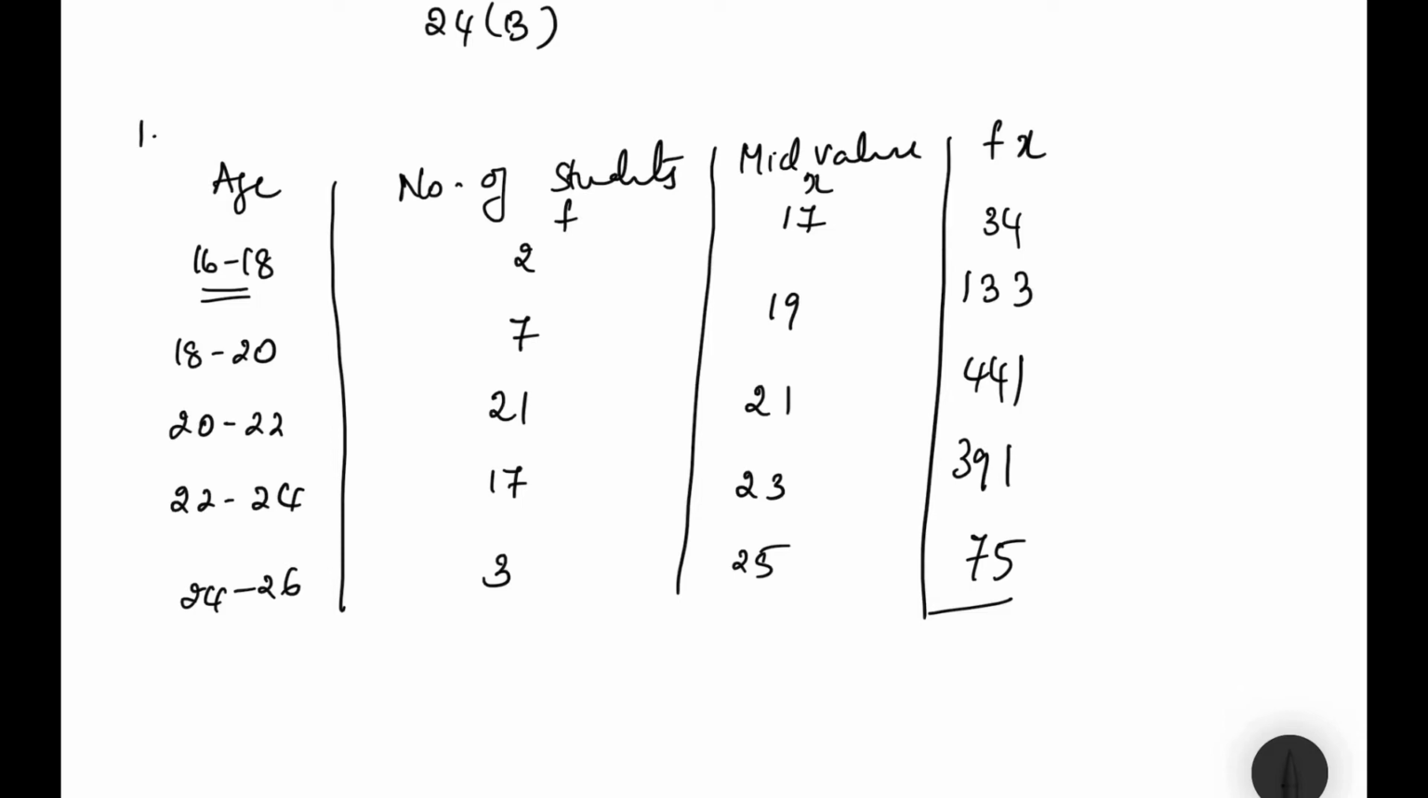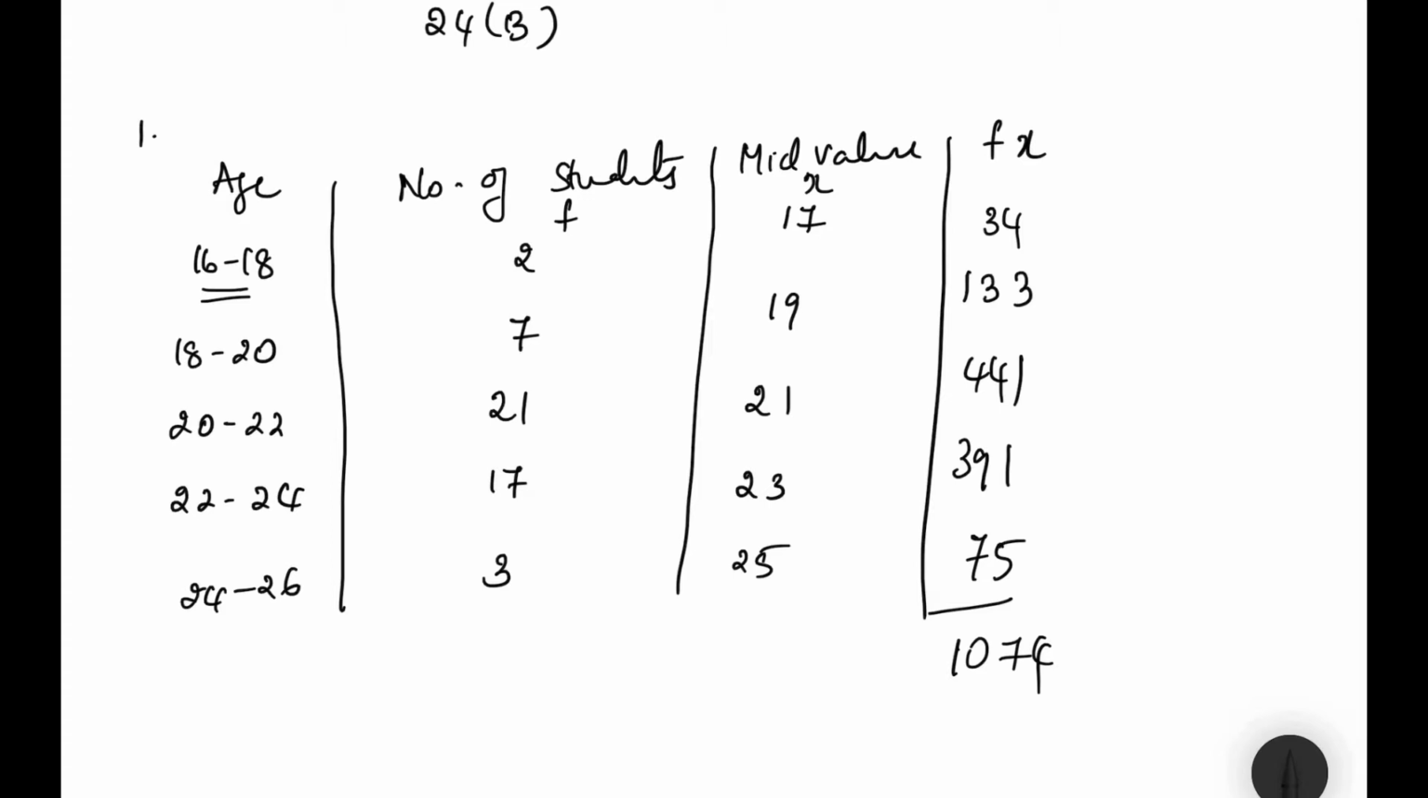Here they didn't particularly mention which method, right? They've just asked you to find the arithmetic mean. Only if they mention the method do you have to follow that particular method; otherwise you can directly do it like this. So when you add them, you will get 1074.